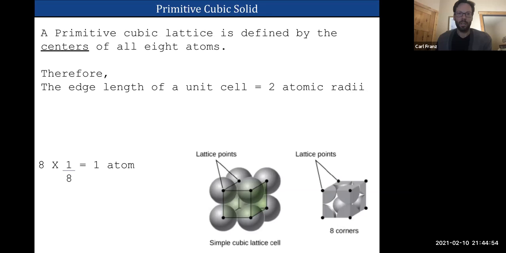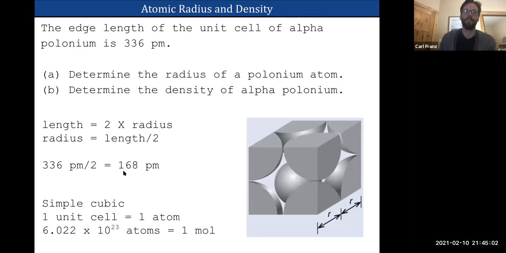This, again, is just a refresher on how you determine that a primitive cube, or a basic cube, is 1 atom, and then how you would use that to determine the radius and the density if you're given the edge length.